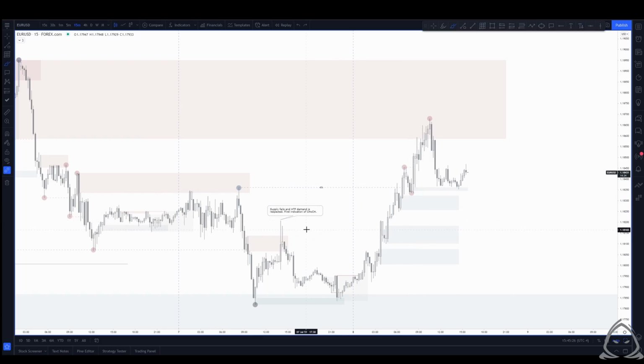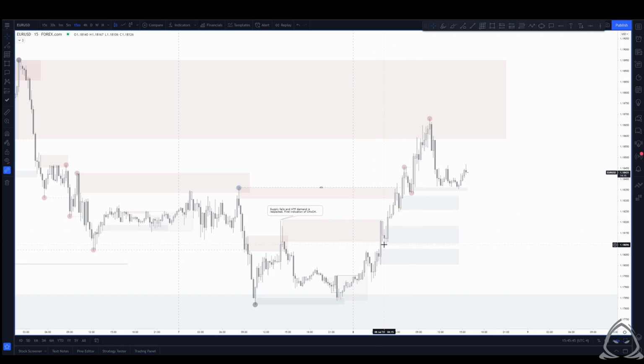So now what we're left with, if we look at this supply failure, and I'll draw it on with a rectangle just so we can see it a little bit more clearly. We have supply failing here, and we have supply failing right here. And what does that give us? We now have flip zones where demand is being created at these points in time.